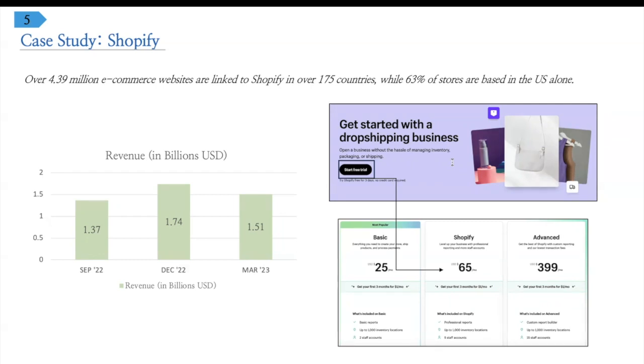Moreover, Shopify's annual revenue for 2022 was $5.6 billion, about a 22% increase from 2021, and for quarter 1 of 2023, it continues to see an increase of about 25% year over year at a valuation of $1.51 billion.